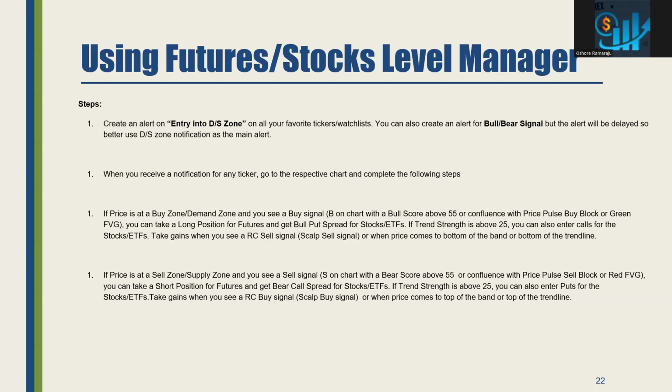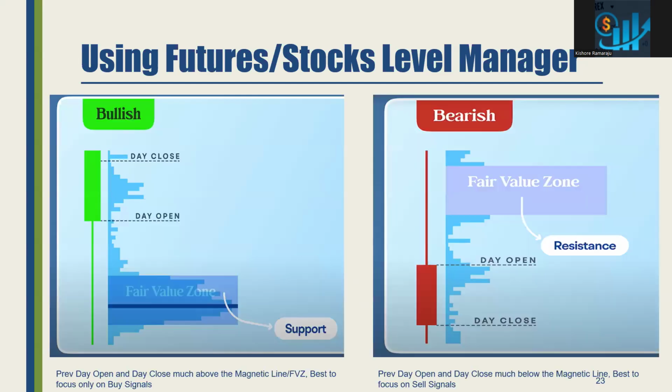I'll explain the proactive one, where you are planning well before what can happen, so that you will be on the right side of the trend. And then I'll also show you the second type of strategy, where we take trades based on reactive to the price or reactive based on the volume. As most of you already know, we use indicators called Futures Level Manager and Stocks Level Manager to trade them.